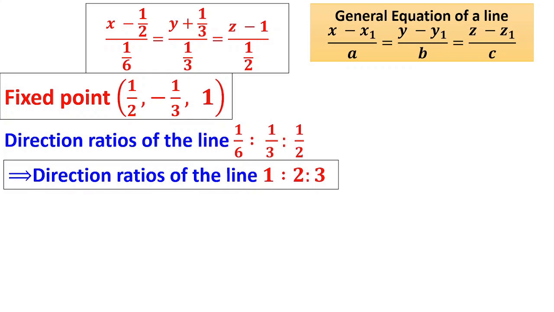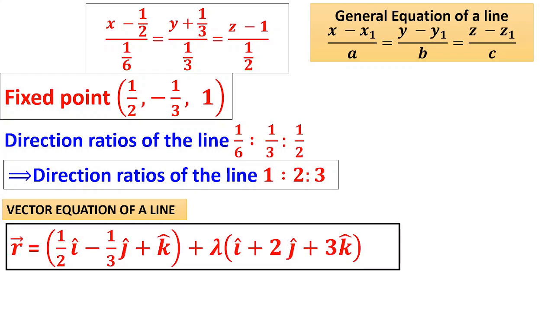By multiplying throughout by 6, it will become 1 is to 2 is to 3, by multiplying throughout by 6 or taking LCM as 6, whatever you want. Now you got a fixed point and you got a direction ratio. Then how to write the vector form? Vector r is equal to the vector obtained from the point, that is the position vector of the point, 1/2 i minus 1/3 j plus k, plus lambda into the vector obtained from the direction ratios 1, 2, 3, that is i plus 2j plus 3k. Now you identify it: how to write a Cartesian equation into vector, how to convert a vector into Cartesian.